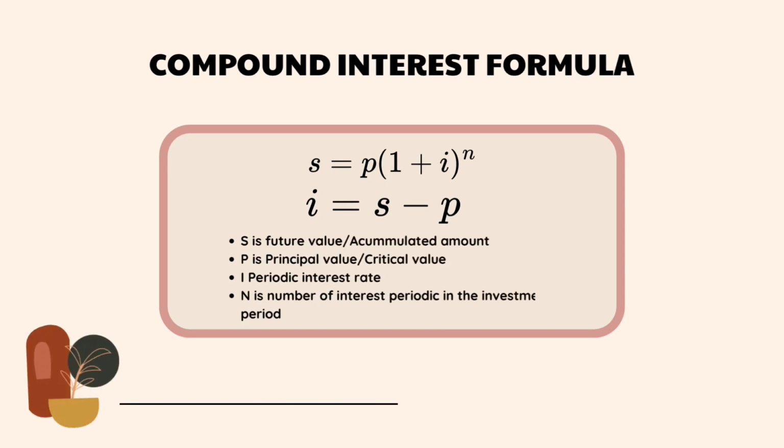The formula that we are going to use in compound interest is S equals P (1 + i) to the power of n. And the formula for the interest is I equals S minus P. Here are the terms that can be used in compound interest. S is for future value or accumulated amount. P is for principal value. i is for interest rate per period. N is for the number of interest periods in the investment period.